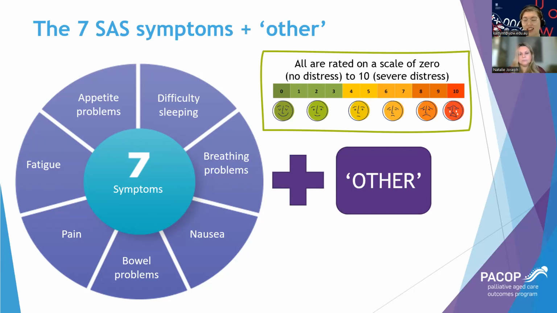These symptoms are not necessarily the same symptoms, some of them are, but not necessarily the same that we see in the aged care space. But they are the 7 symptoms, and they are universal in how they relate to people approaching end of life. So it's very relevant to use for any patient or resident receiving palliative care.